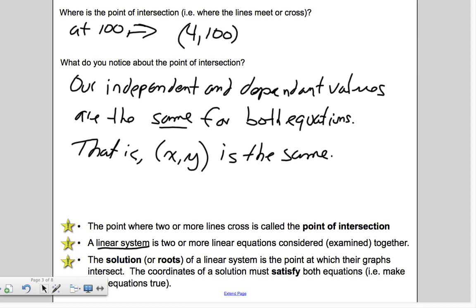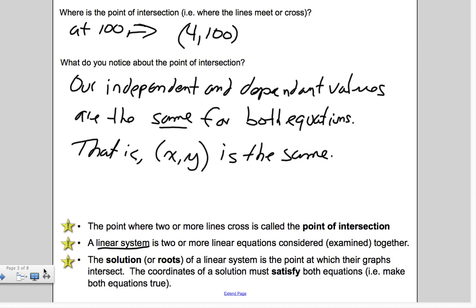Finally, the solution. Another word for solution can be new to you, but it's going to be used often in grade 10. It's called roots. Don't ask me why it's called roots yet. You need to know that. The solution or roots of a linear system is that point at which the graphs intersect. So your solution is your point of intersection.